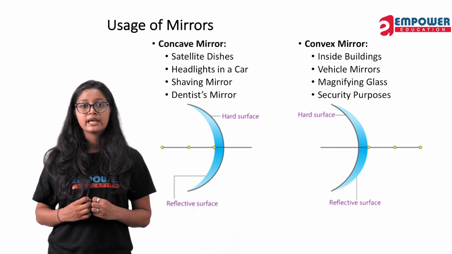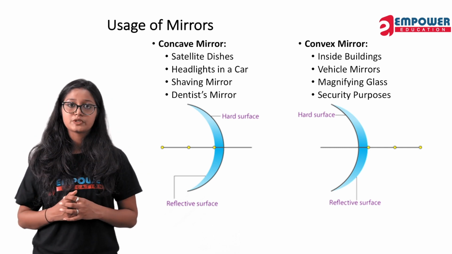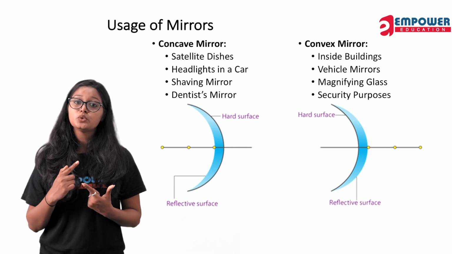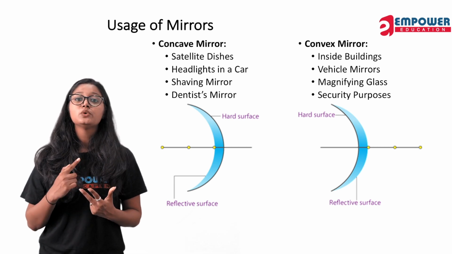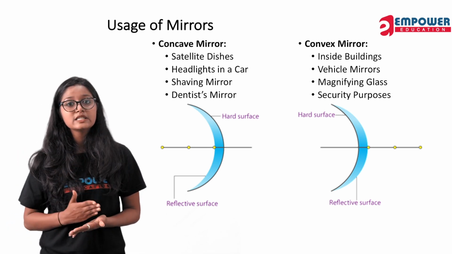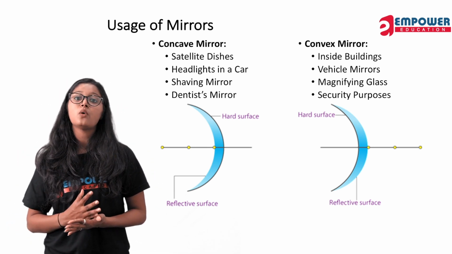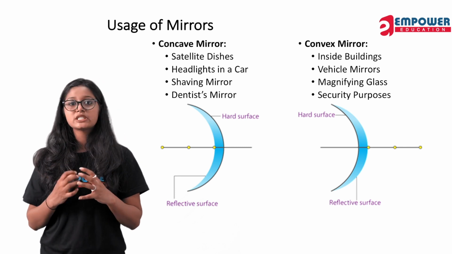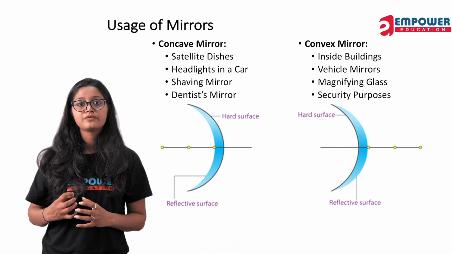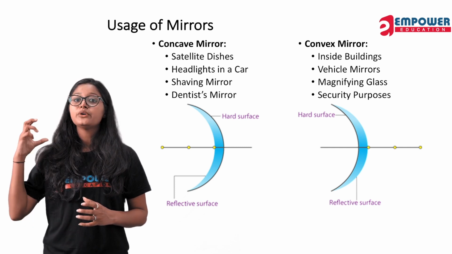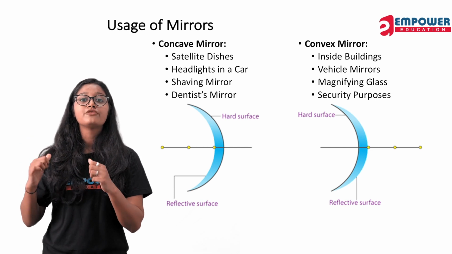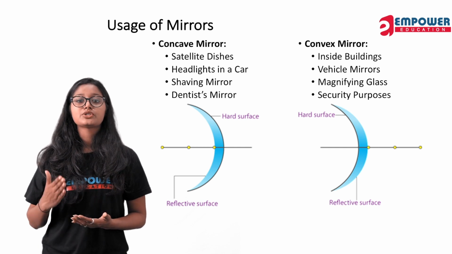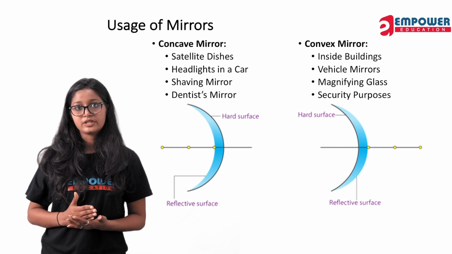Now talking about applications of convex mirrors. Convex mirrors are used inside buildings. They are used as vehicle mirrors. They are used for security purposes. These mirrors are used because they give a wide area of the field that we are observing. You must have observed the rear mirrors used in vehicles. You can see a wider view of whatever is behind you. So, these are certain applications of concave mirrors and convex mirrors.